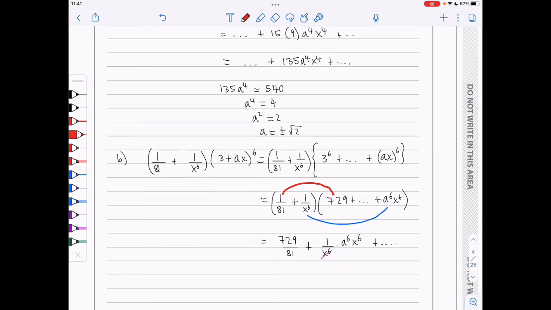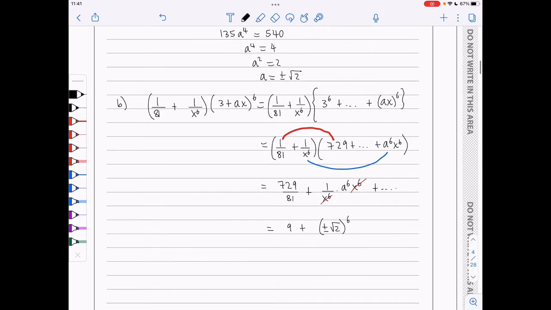So the x to the power of 6 simplifies out, and we get 9 plus, well, a is plus minus root 2, and this is raised to the power of 6. So this gives me 9 plus 8, which is 17. Obviously, the fact that I've got an even power here makes the plus minus insignificant for the final answer.